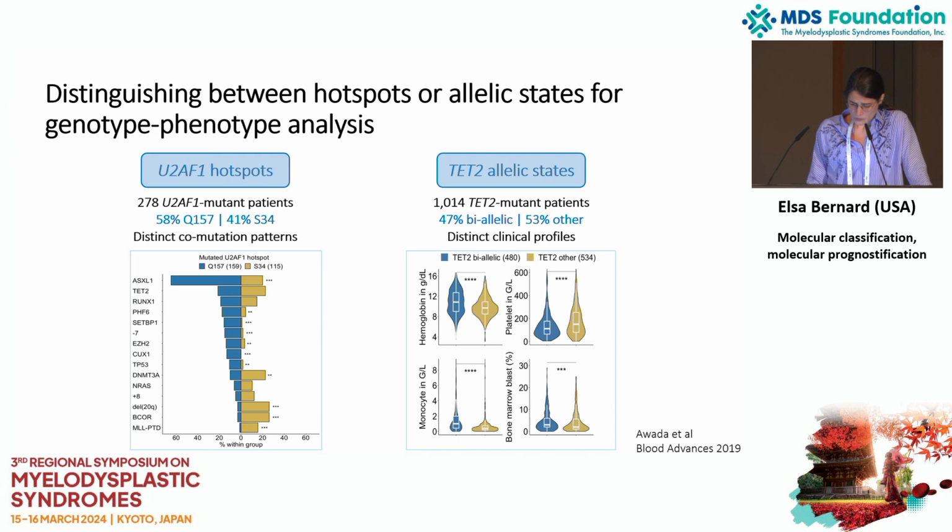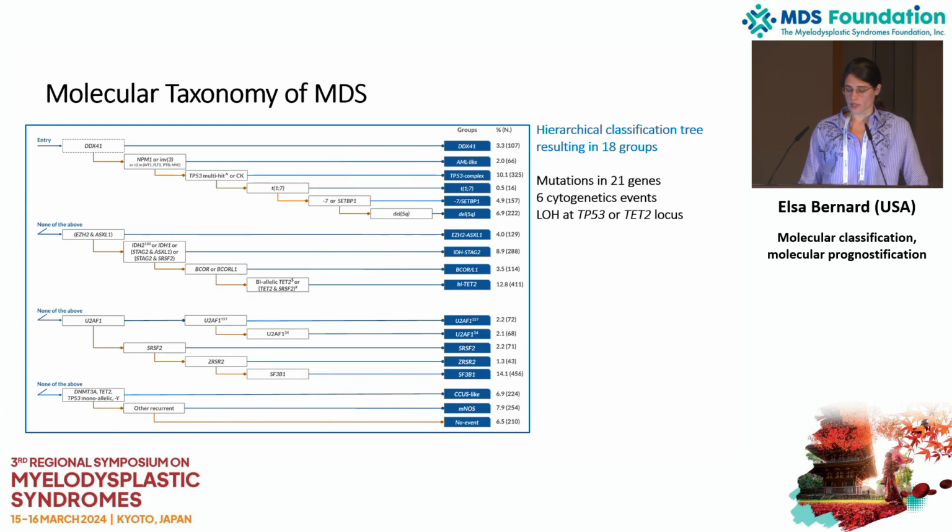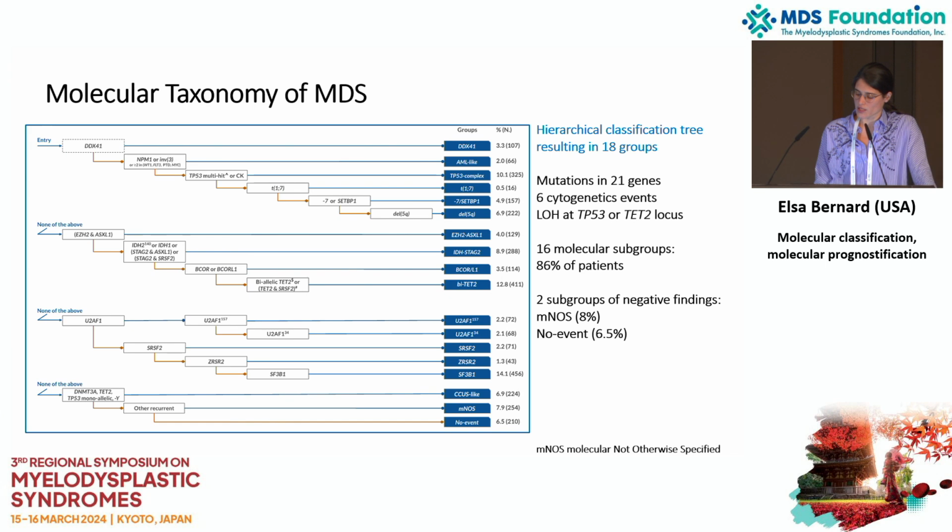The methodology we took to define genetic subtypes of MDS was to combine gene mutations, cytogenetics, as well as copy-neutral LOH and, as previously described, allelic state and hotspot, into features for unsupervised clustering analysis. Those clusters were further processed to isolate the strongest signals of co-mutation patterns and to define a classification tree of the disease. This allowed us to build a hierarchical classification tree, which is a molecular taxonomy, resulting in 18 groups. Those groups are defined based on the presence of mutations in 21 genes, 6 cytogenetic events, and loss of heterozygosity at the TP53 or TET2 locus. In total, we had 16 molecular subgroups that comprised 86% of patients, and 2 subgroups based on negative findings, the molecular not otherwise specified subtype and the no event subtype, where we did not find any driver alteration, comprising 6% of patients.